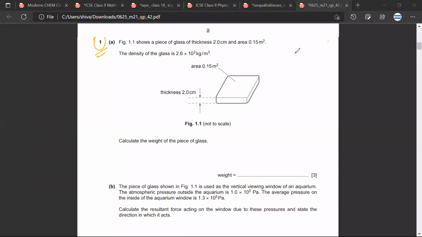So in this question basically we'll be using the formula density is equal to mass per unit volume. Chris, are we aware of this? Yes, sir. And another formula that we should be aware is pressure is equal to force per unit area. Are we aware of this? No, sir. Okay. So can you note this down?